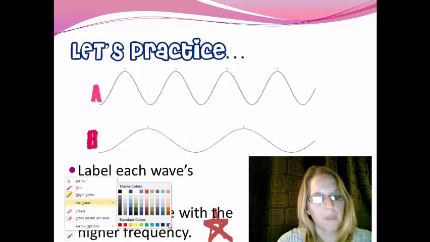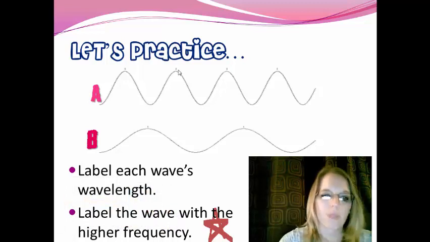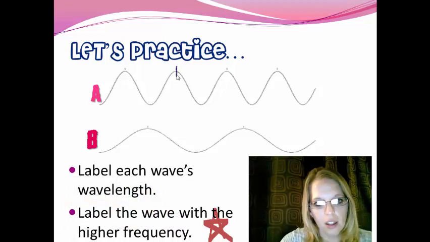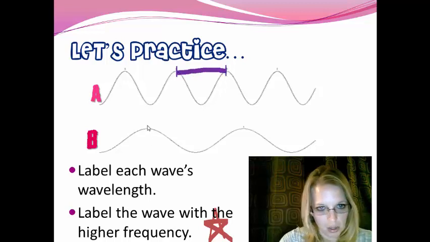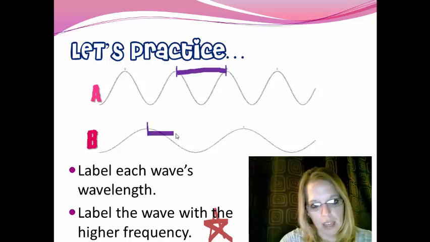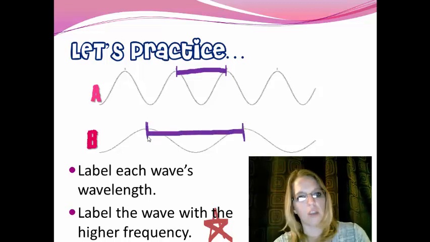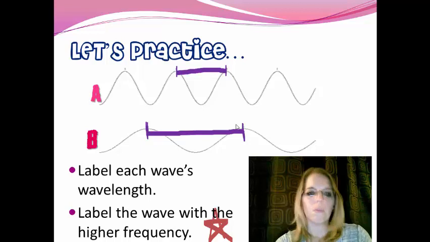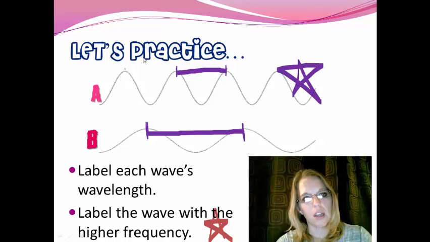I want purple now. Okay, welcome back. So, here's the wavelength of A, crest to crest. Here's the wavelength of B, crest to crest. So I drew a longer wavelength with B, but the one with the higher frequency is indeed A. There's lots of crests here: 1, 2, 3, 4. In this wave, only 1, 2.